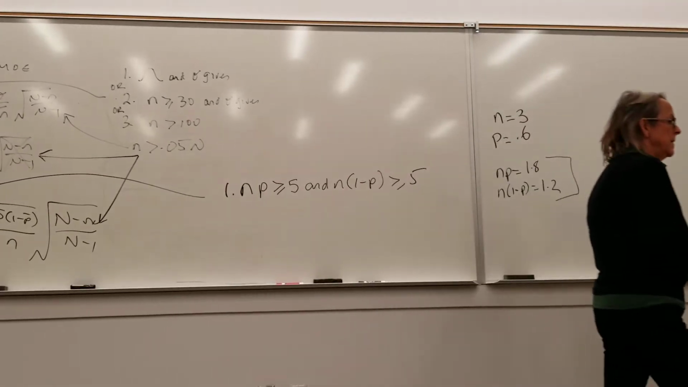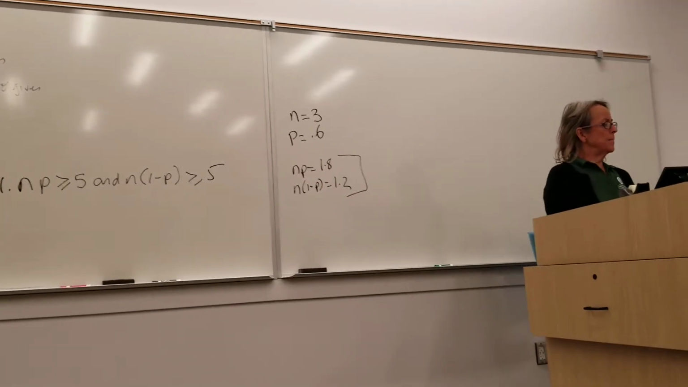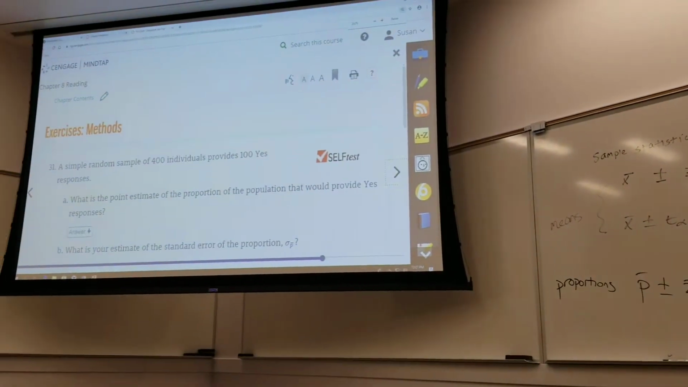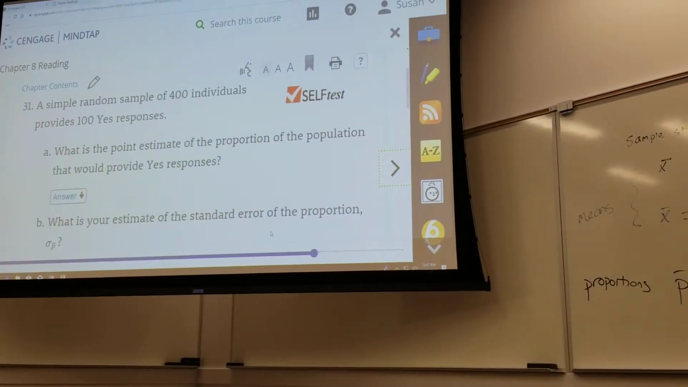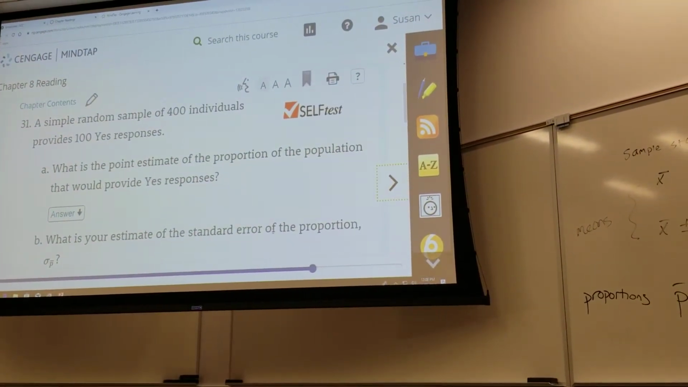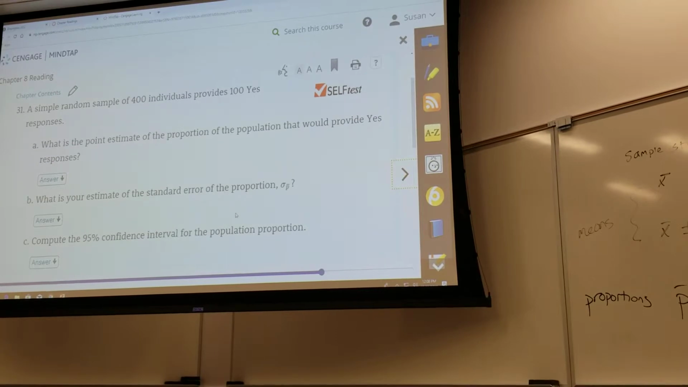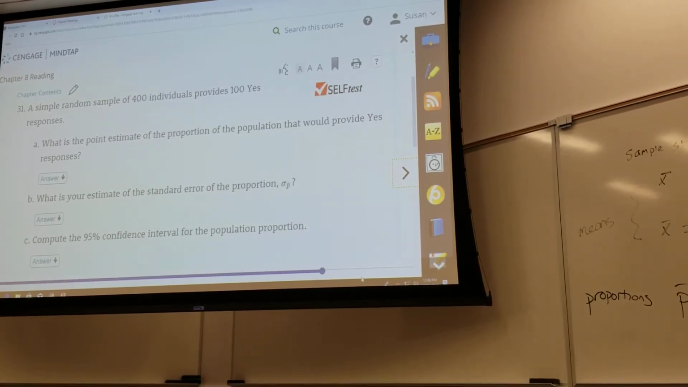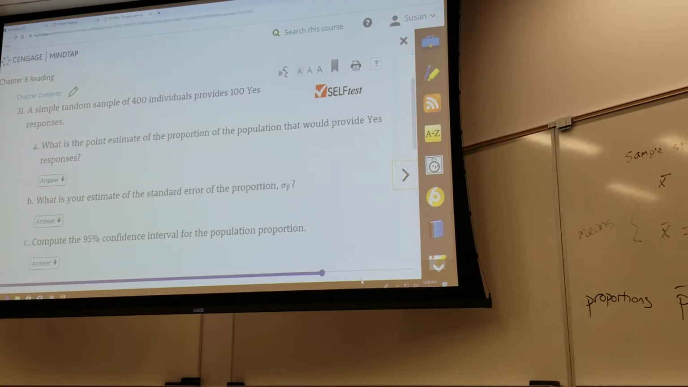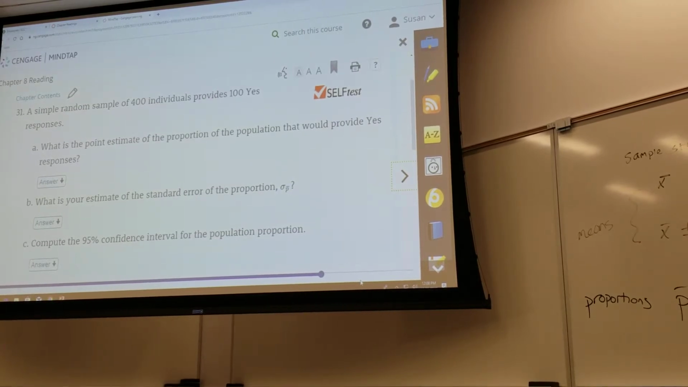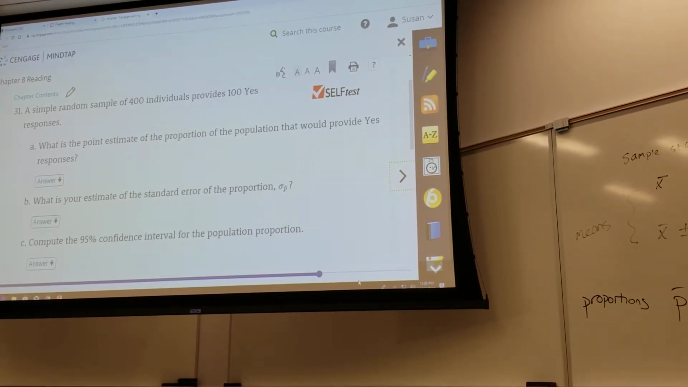All right? So here is going to be the first question. A simple random sample of 400 individuals provides 100 yes responses. A says, what is the point estimate of the proportion that would provide yes responses? B says, what is your estimate of the standard error of the proportion? And C says, compute the 95% confidence interval for the population proportion. Okay, so give it a whirl. Get up on the whiteboards and show me your stuff.